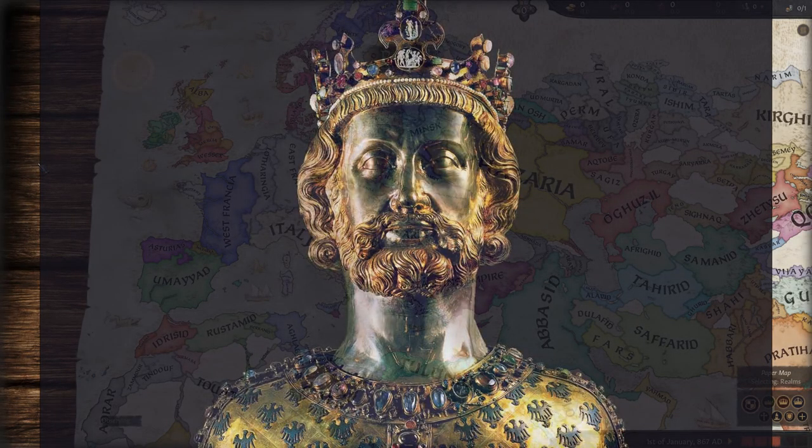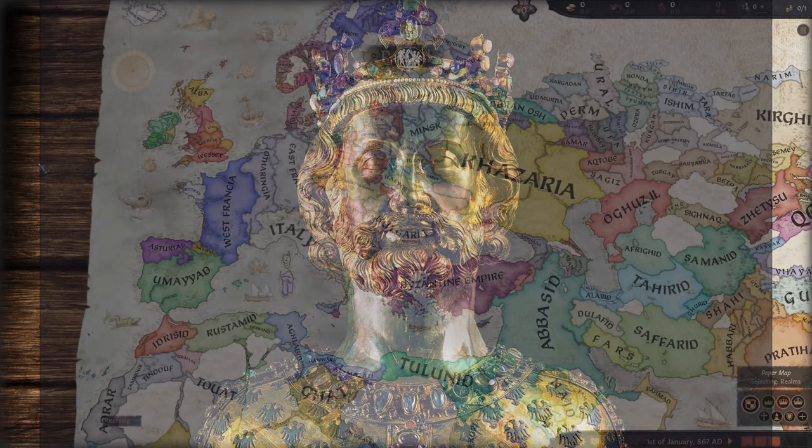Charlemagne, a name that echoes throughout history, and there's hardly any man that defined the early medieval period more than him and, of course, the dynasty from which he came and defined, the Carolingian, or as they're also called, the Karlings, as they're called here in Crusader Kings 3. How they defined not just the early medieval period, but actually the trajectory of all European history ever since then.